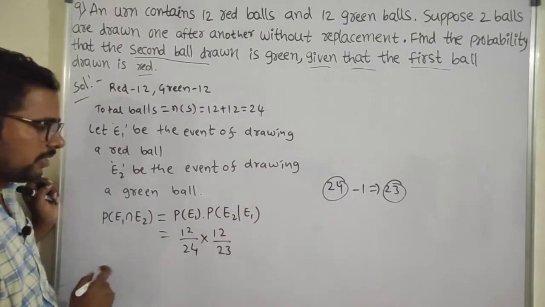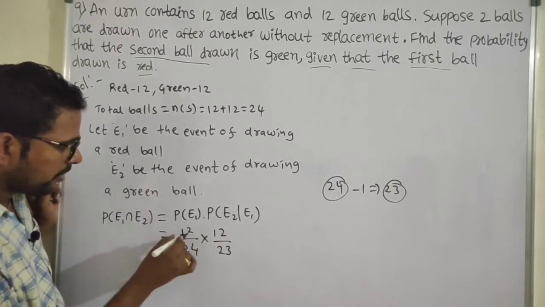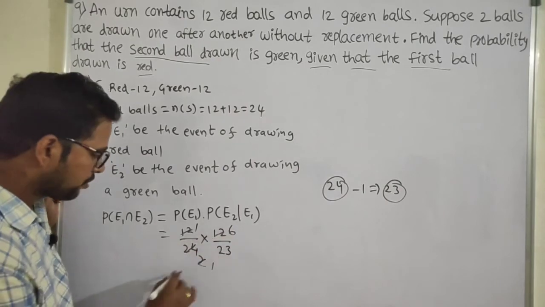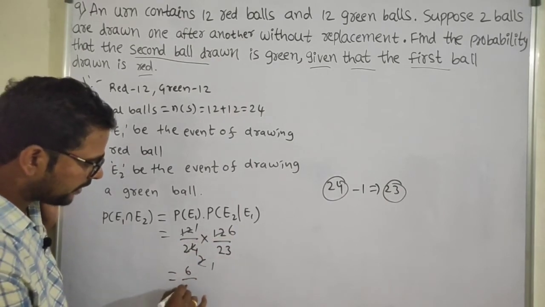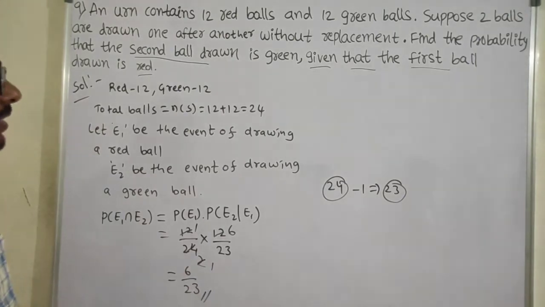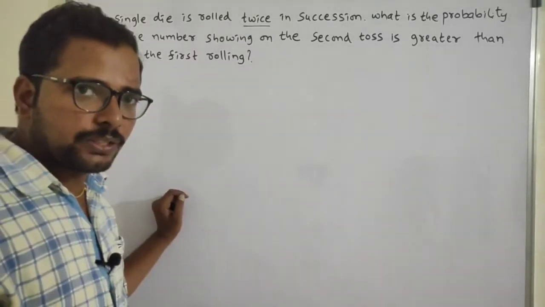12 by 23. So do cancellation if possible. 12 ones are 12, 2 ones are 2, 6 twos are 12. So probability is 6 by 23. This is the required probability. 6 by 23.